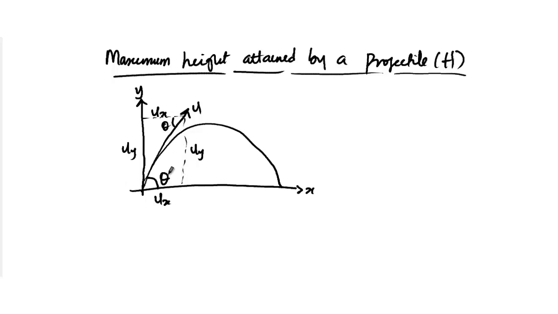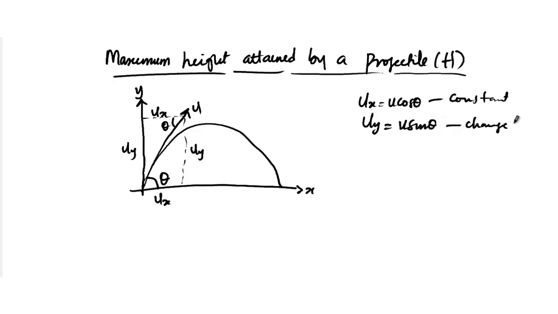We've done that previously, and you should remember that u subscript x is u cos theta, which is constant throughout the motion, because there's no force of gravity along the horizontal direction. So therefore acceleration due to gravity along the horizontal direction is also 0. Then u subscript y is u sine theta, and this one is what changes. Okay, so let's leave that aside because of time.